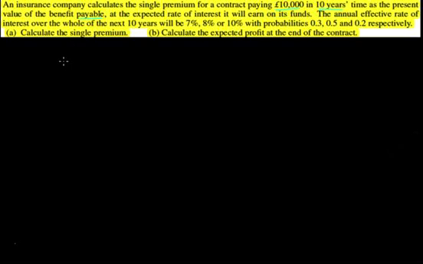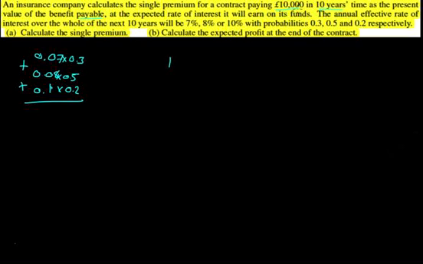Calculate the single premium. In order to do this, what we've got to do is find some sort of expected discount value. So we're just going to find the expected value, which will be 0.07 times 0.3, plus 0.08 times 0.5 plus 0.1 times 0.2. And whatever the total is, that's going to be the discount value that we use.